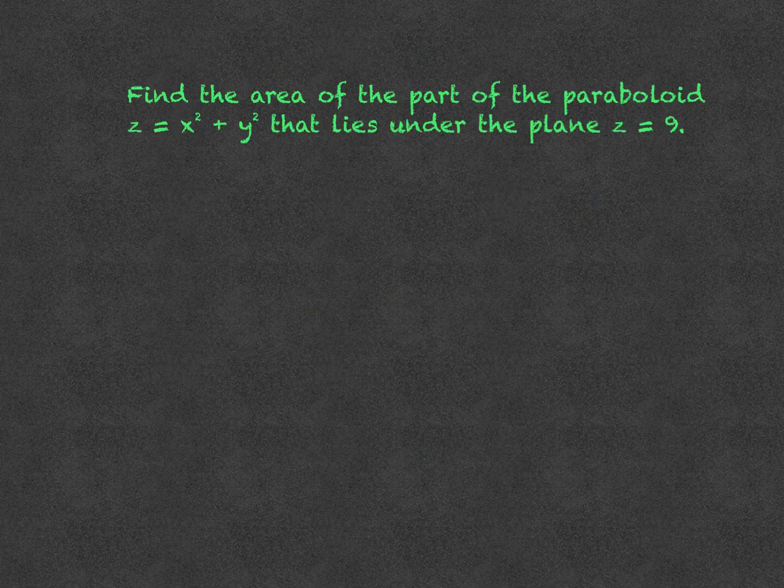This problem says find the area of the part of the paraboloid z squared equals x squared plus y squared that lies under the plane z equals 9. So let's start off with f of xy equal to z, which is the square root of x squared plus y squared. In order to come up with our bounds, we need to map this to the xy plane. That 9 helps us out: we have a circle with the center at 0, 0 and a radius of 3.